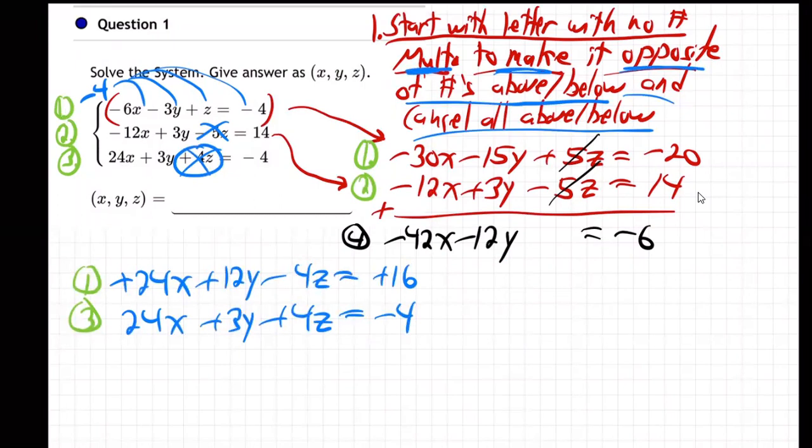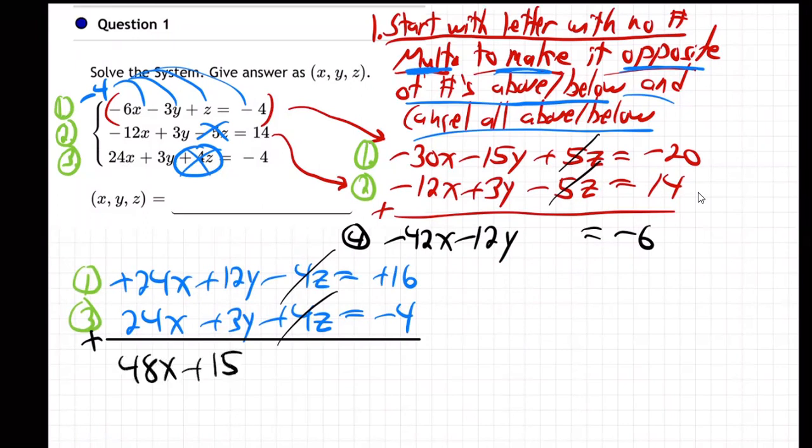We're doing good, it's making sense, and now we can add these up. And these guys will cancel, right? That was the plan. See how we're getting all the z's to cancel out? Well, then what do we get? 48x plus 15y, 12 and 3, is, what's going to be 12? It's 12.